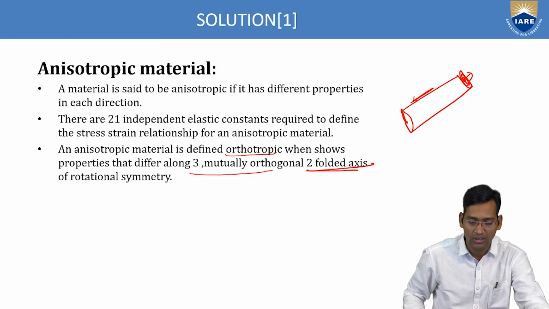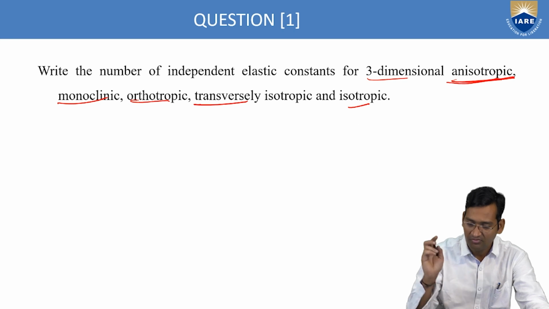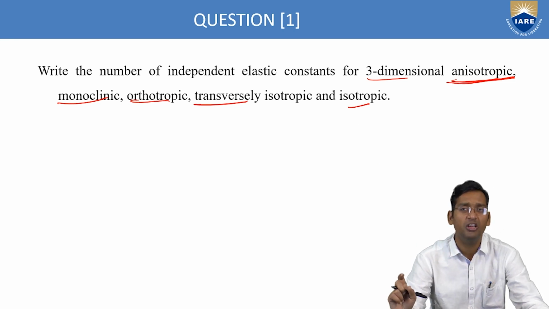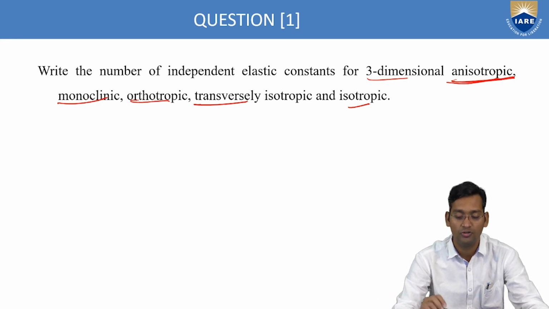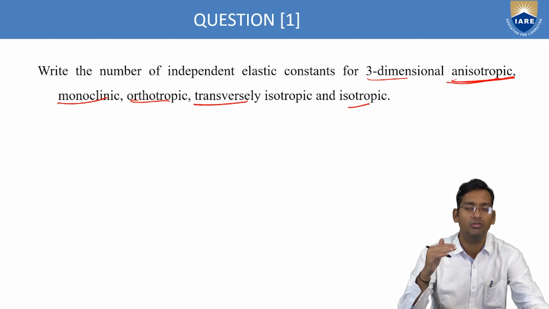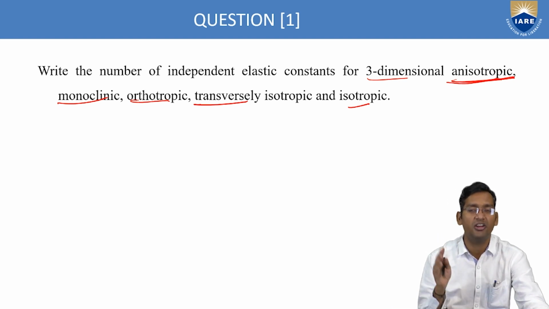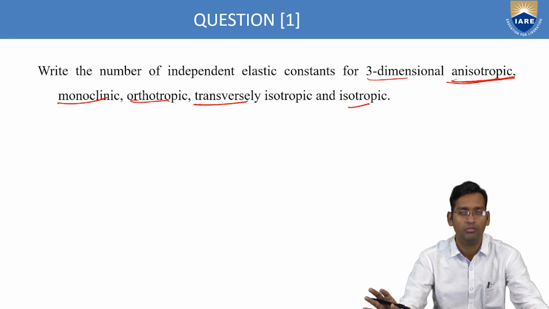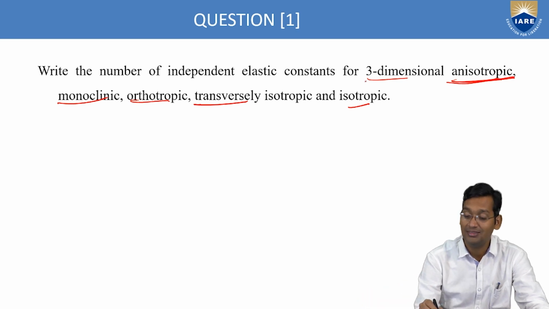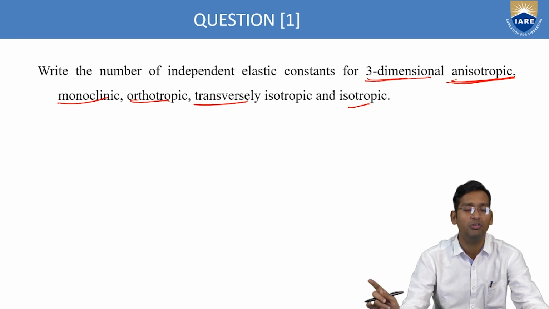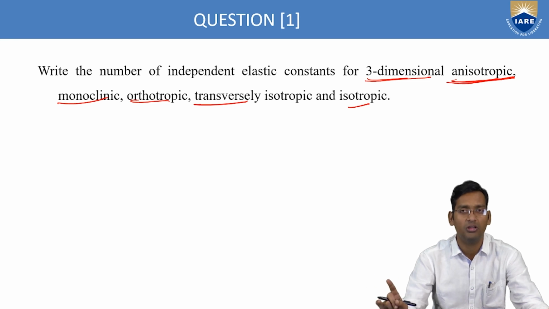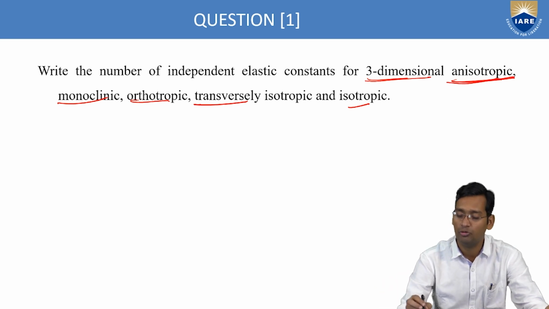Okay, so let's see once again quickly. The question is to write the number of independent elastic constants. Independent means it should not depend on others. That's why we write only how many independent constants there are. If others are dependent, then there is no need to write them. This is for 3-dimensional; for 2-dimensional it will be different, as then we cannot consider the z direction.